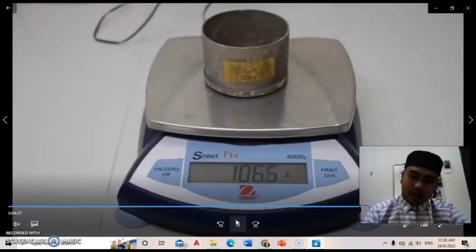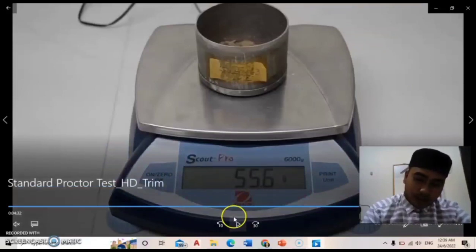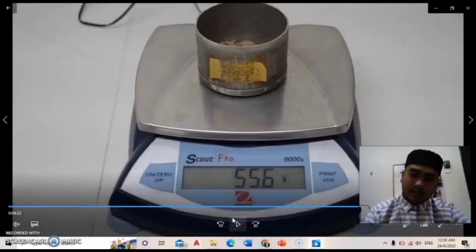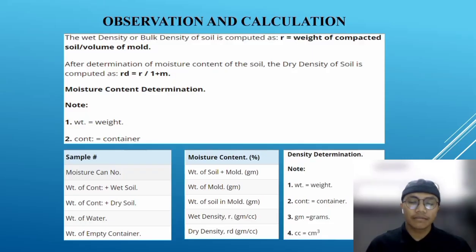Plot the compaction curve between water content as abscissa and dry density as ordinate. Note the water content against the peak of the curve as optimal moisture content and the corresponding dry density as maximum dry density. That's all for me and thank you.